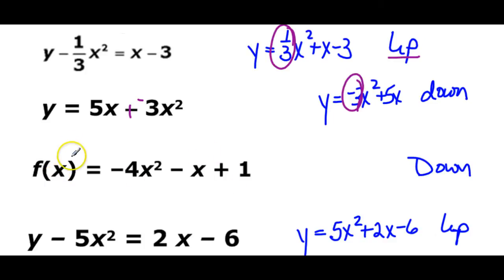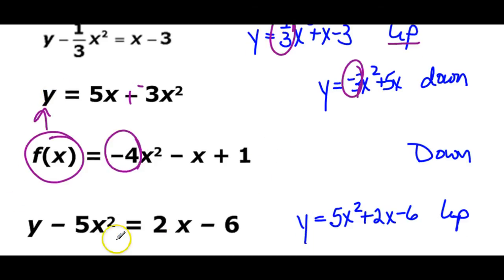This one I threw in here because I want you to remember this is the same thing as y. So whether you see the function notation or the y, it's the same thing. Again, this a value is negative, so it opens down. And for the last one, I added 5x squared to both sides. The a value is positive, so it opens up.